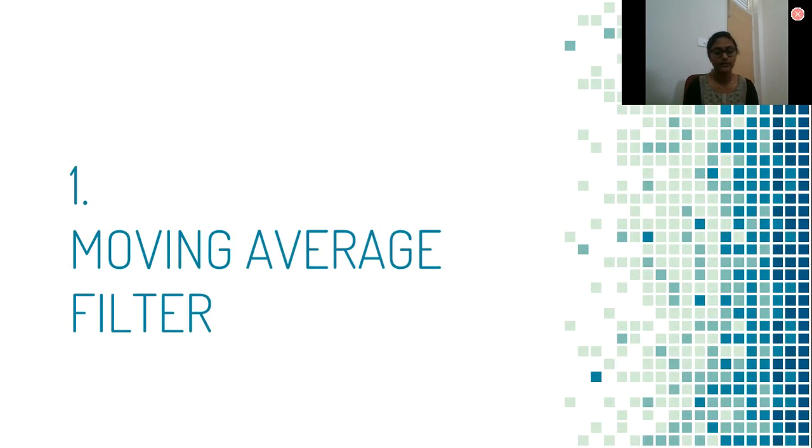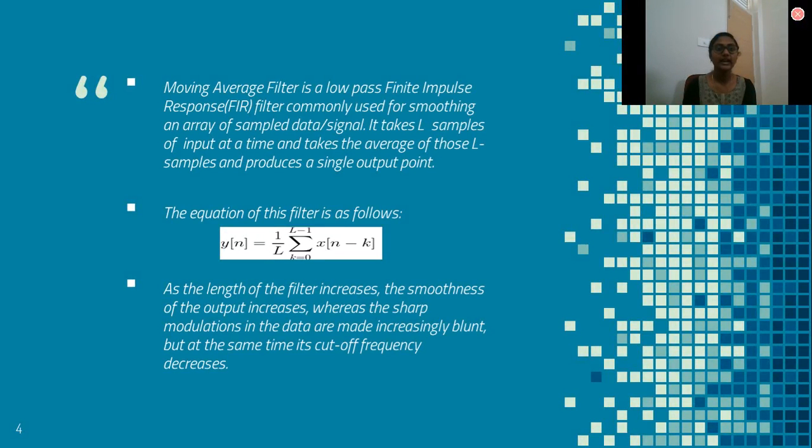First one, the moving average filter. The moving average filter is a low-pass finite impulse response, that is FIR, filter, commonly used for smoothing an array of sample data or signals. It takes L samples of input at a time and takes the average of these L samples and produces a single output. The equation for this filter is y of n equal to 1 by L sigma k equal to 0 to L minus 1 x of n minus k.